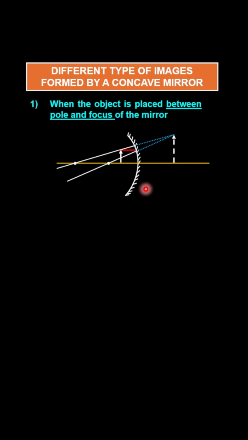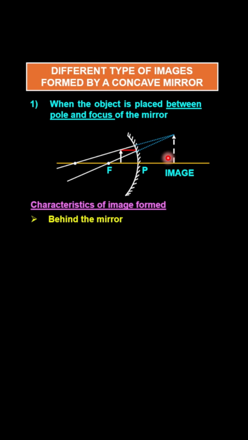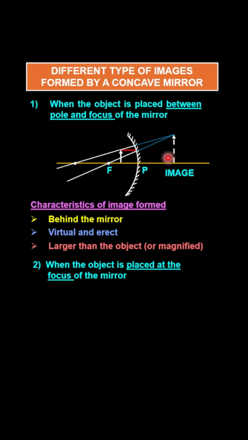तो यहाँ पर इस डायग्राम में this is focus, this is pole और ये ऑब्जेक्ट प्लेस्ड है, तो यहाँ पर इमेज फॉर्म होती है. कैरेक्टरिस्टिक्स ऑफ द इमेज फॉर्म्ड है, बिहाइंड द मिरर फॉर्म होती है, वर्चुअल और इरेक्ट होती है, larger than the object, that is magnified.